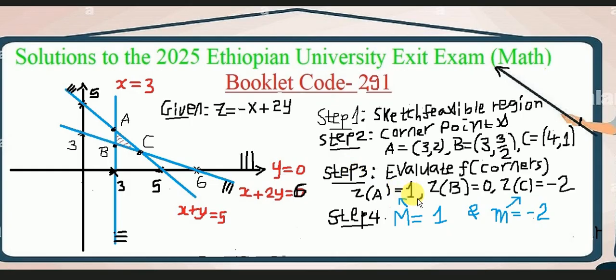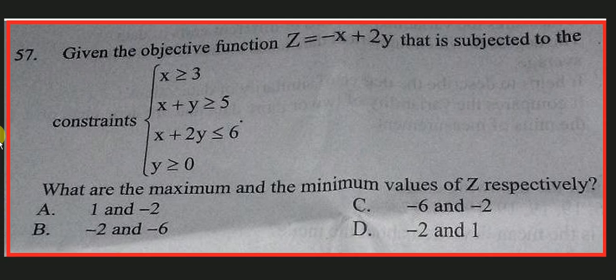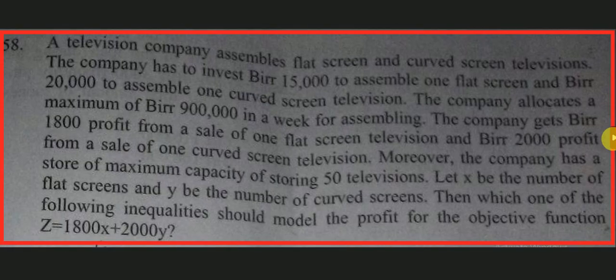When we evaluate it at 3 2 for example we get negative 3 plus 4, and that's 1. When we evaluate at 3 3/2 we get negative 3 plus 3 and that is 0. When we evaluate it at 4 1 we get negative 4 plus 2 which is negative 2. So the largest of these values is 1 and the smallest is negative 2. So the minimum is negative 2 and the maximum is 1, negative 2 and 1. So የትኛው choice ነው, we need negative 2 እና 1 ናቸው. Minimum negative 2, maximum 1, so the answer is D for 57.